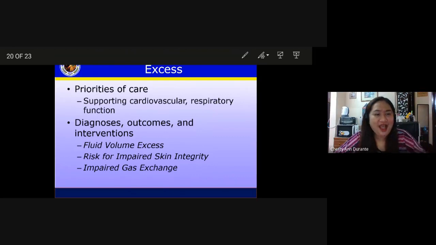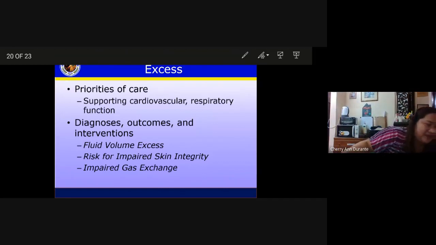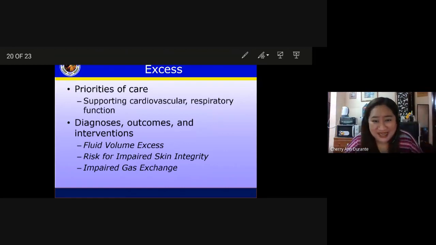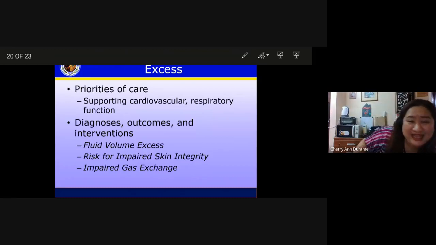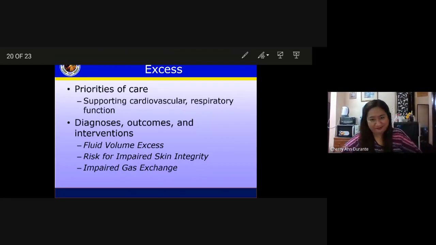Okay, and then you have there your diagnosis. So the diagnosis will include fluid volume excess. Then you have risk for impaired skin integrity. Ma'am, bakit impaired ang skin integrity ko? Kapag may edema, lagi ka may impaired skin integrity. Kasi bakit? Kapag sa interstitial fluid, mas at risk for injury yun.